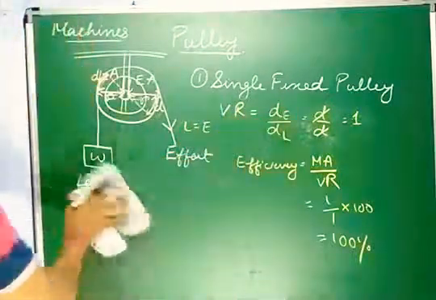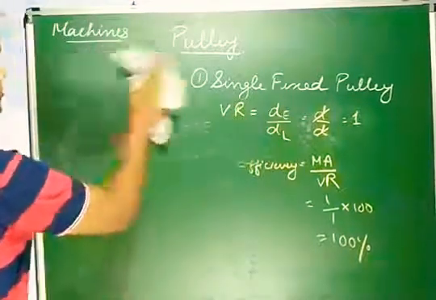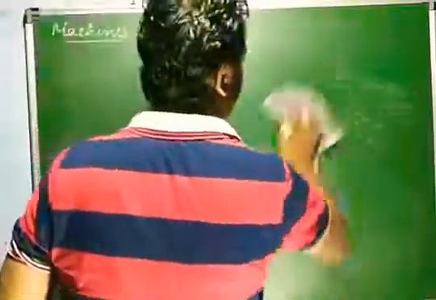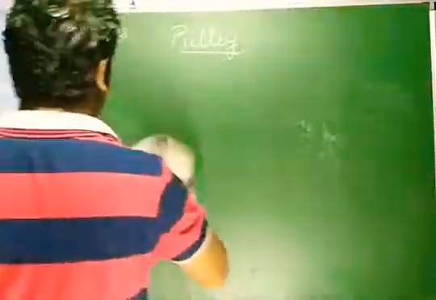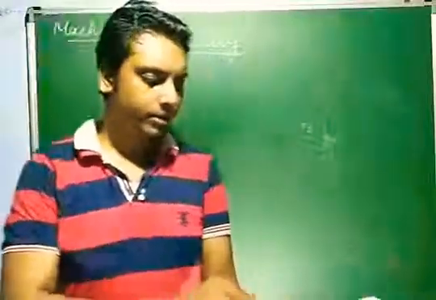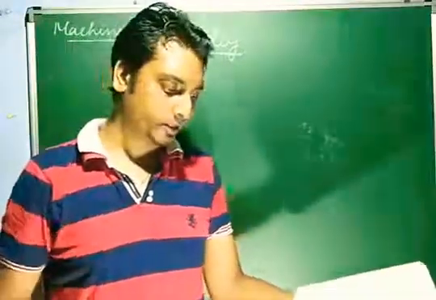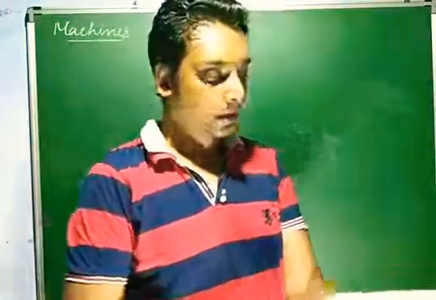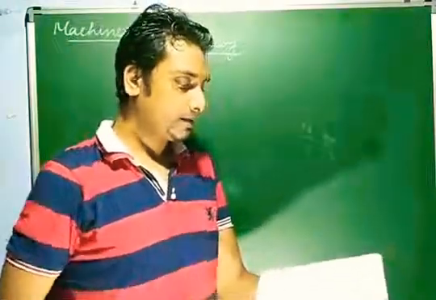Now we will come to the next type of pulley. Let me erase the board. So you can turn the page. There are some uses of single fixed pulley. Single fixed pulley is used for changing the direction of the effort to a convenient direction. We have read about this earlier. Now we will talk about a single movable pulley.